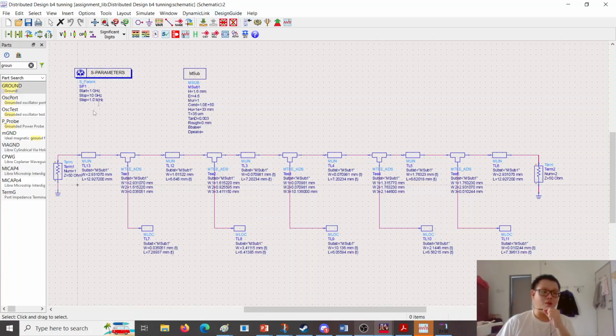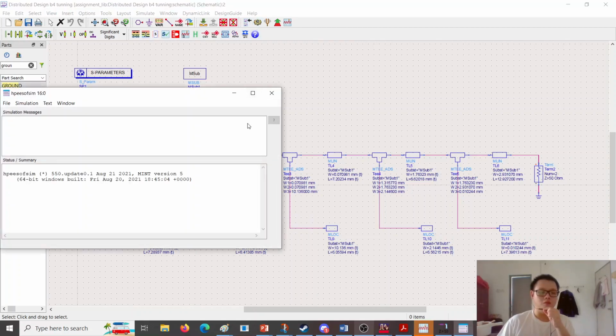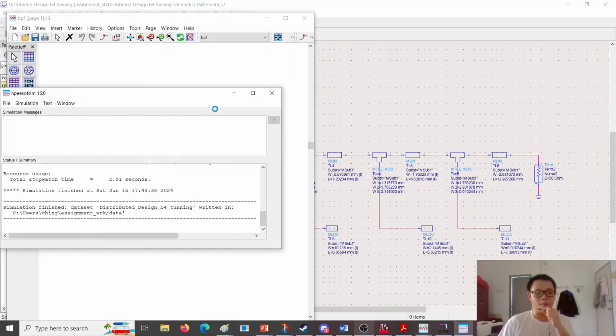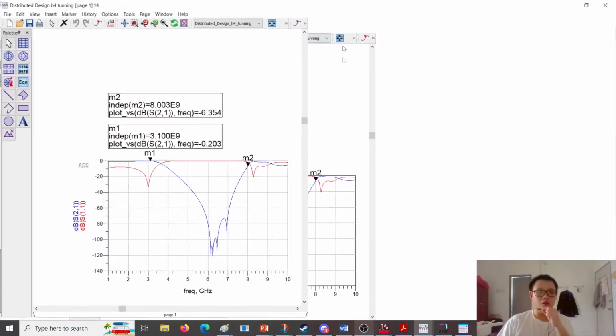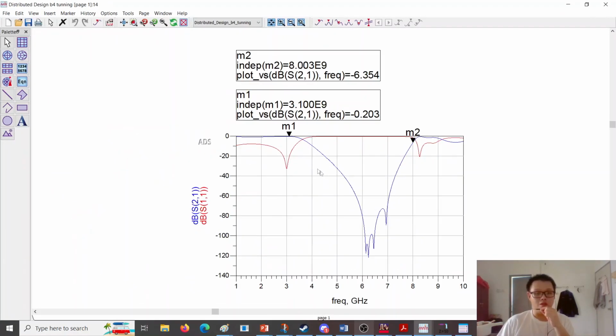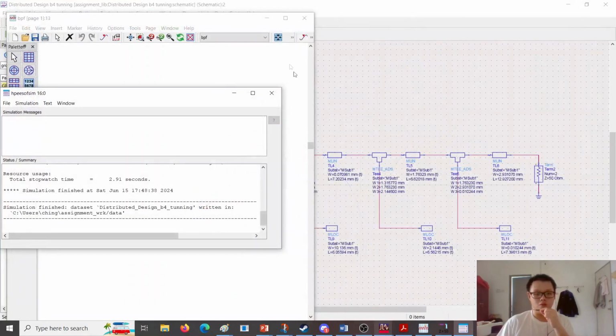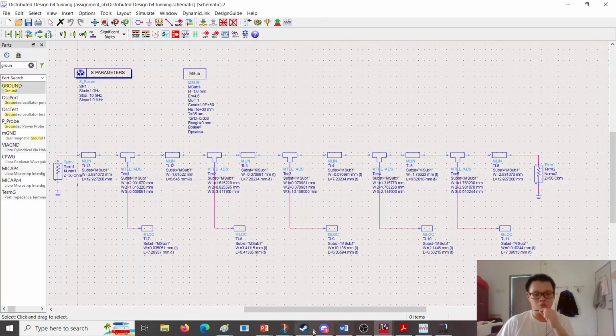And this one is the S parameter as well. So this one is the result before tuning. Okay, let's see about this. We can see the cutoff frequency is not at negative 3 dB, so it is better we put it at here. So how do we do that? We can use the tuning process. Okay, so this one is the result before tuning. So let's go to the next one.